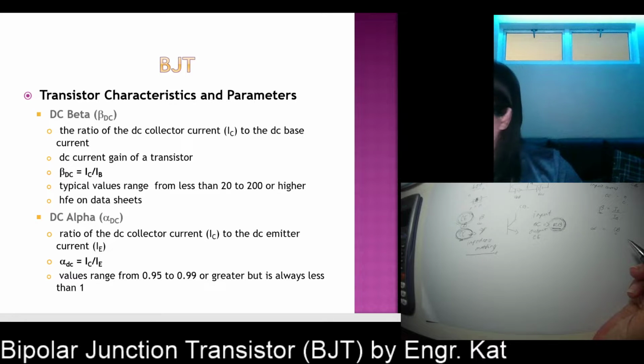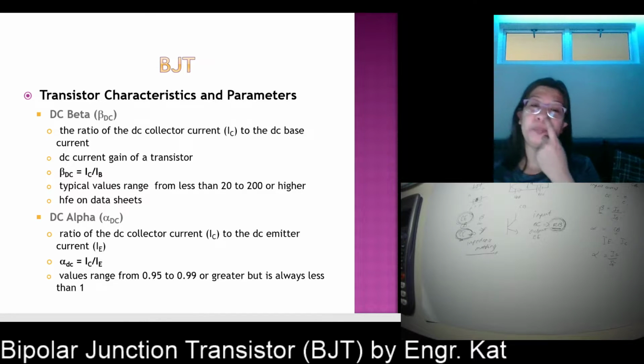So the alpha, you can see alpha in common base configuration. So why common base? Because the input for common base is the emitter, and the output for common base is the collector current. So getting the ratio of the output current to the input current, the output current is IC and the input current is IE. So that is our alpha.